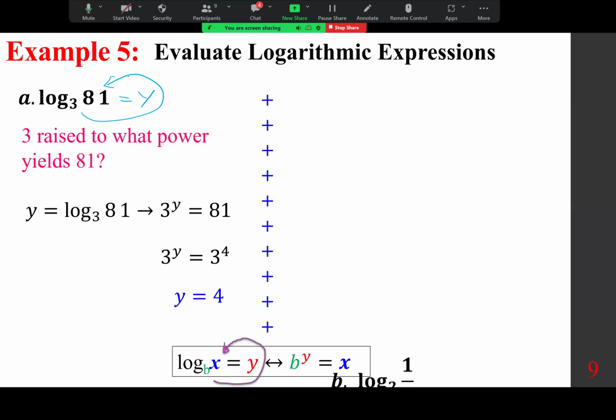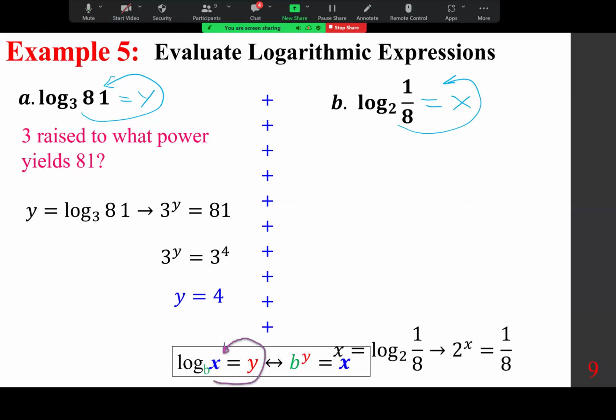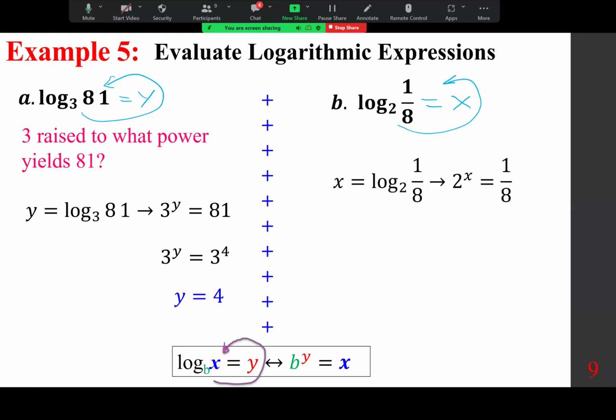So pretty straightforward. If we look at this one, let's say this is x, 2 to the power of x is 1 over 8. We know 8 is 2 cubed. So 1 over 2 cubed, or 2 to the power of negative 3. Therefore, x must be negative 3.